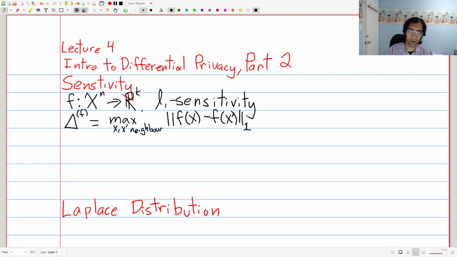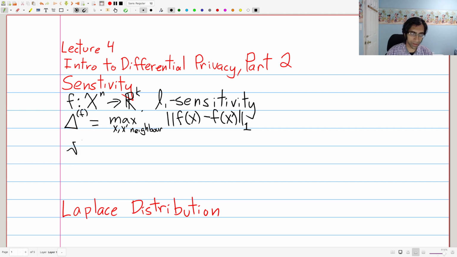I'll comment, though, one last note before we move on, that I said the L1 sensitivity versus the L2 sensitivity. If we're just dealing with univariate functions, that is when k equals 1, then these two things would be equal to each other. It'll literally just be the absolute value of the difference between the function on the two data sets. But when k is greater than 1, then these could in general be up to a square root of k factor off from each other.